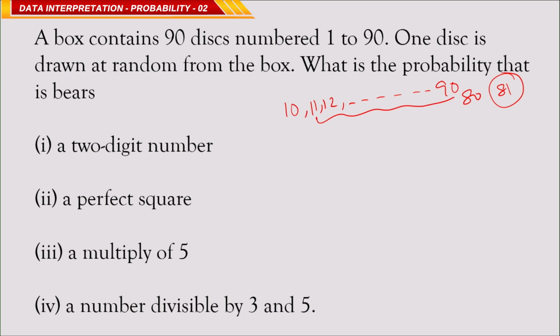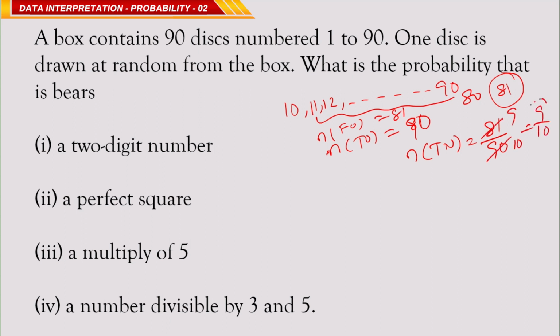So the total outcomes is 90, and what are the favorable outcomes for a two-digit number? The favorable outcomes is 81. So the probability of getting a two-digit number is 81 by 90. 9 nines are 81, 9 tens are 90, so it is 9 by 10. Clear? So the probability of getting a two-digit number is 9 by 10, it is over.